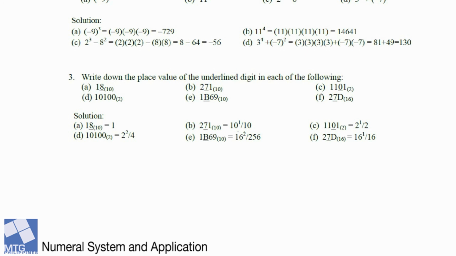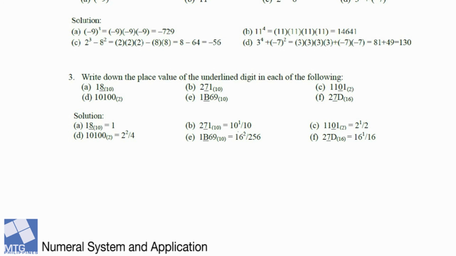For part B, we have 271. So in this case, the underlined digit is 7. Thus, we will have 10 raised to, note, 7 is in the second digit from the right. So that's 10 raised to 2 minus 1, or 10 raised to 1. So the place value is 10. Next, part C, we have 1101. The underlined digit is 0, and this is in base 2. So we will have 2 raised to 2 minus 1, or 2 raised to 1 equals 2.